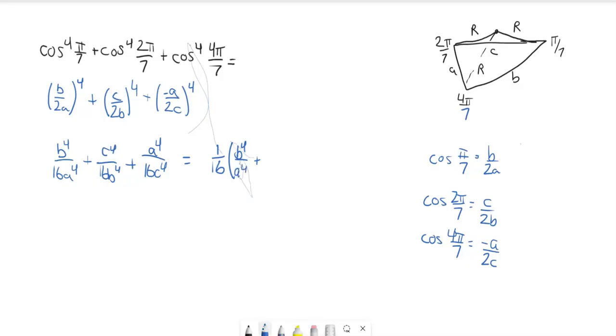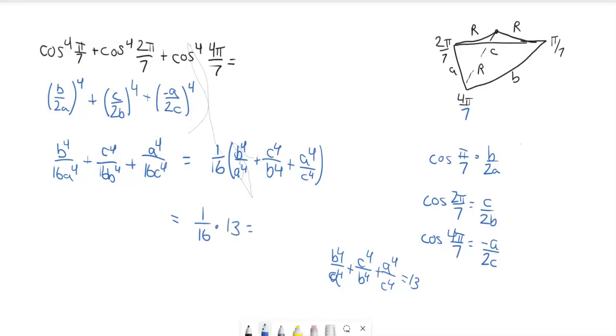A to the fourth plus c to the fourth over b to the fourth plus a to the fourth over c to the fourth. And yesterday I derived the answer for that expression: a to the fourth, c to the fourth, b to the fourth plus a to the fourth, c to the fourth, and that equaled 13. So I'm going to replace the expression in parentheses here with 13. So 1/16 times 13 equals 13 over 16.